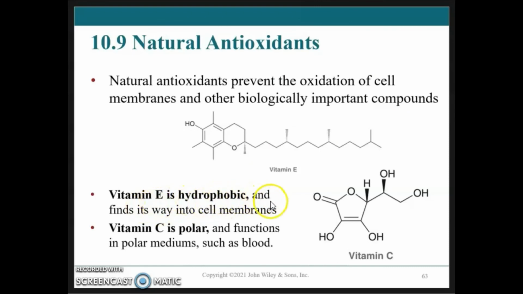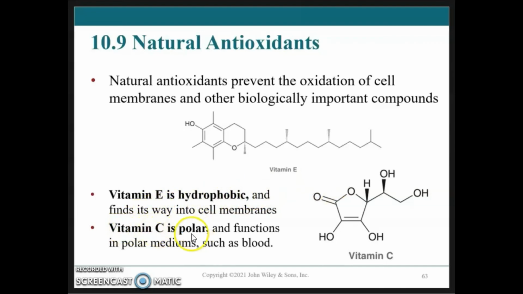Vitamin E is hydrophobic. It's able to get into cell membranes. It collects in fatty tissues. I don't recommend taking mega doses of vitamin E, but studies have been done. People that do that accumulate very high levels of vitamin E in their testes. It's not doing a lot of good there, but that's where it accumulates.